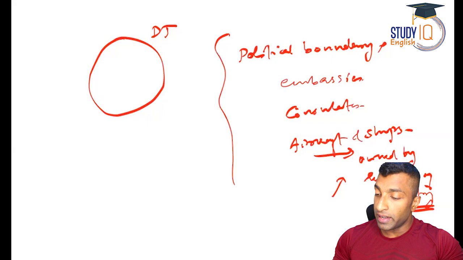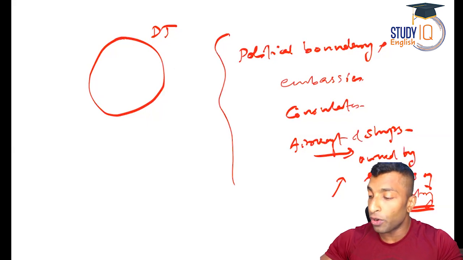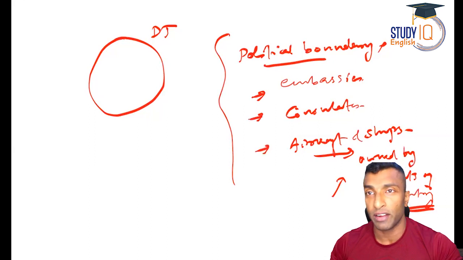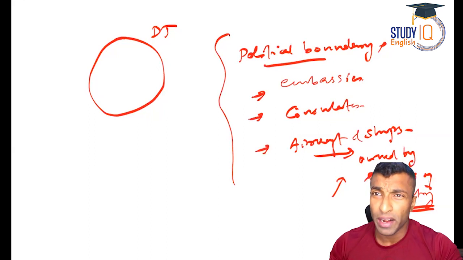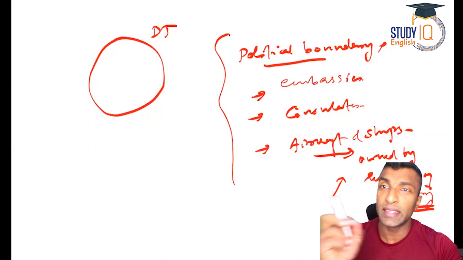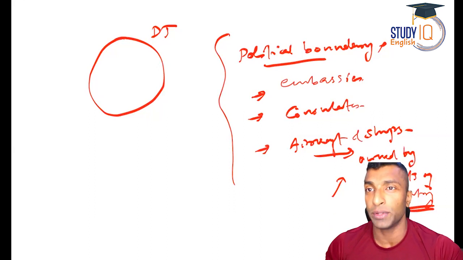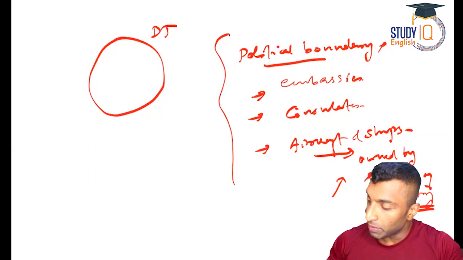So I hope this is clear. So what is domestic territory? It includes not only the political boundary, but also embassies, consulates, ships and aircraft, fishing vessels, and oil rigs which are owned by the residents of that country, and these will be added to the GDP of that particular country. So that's about domestic territory.